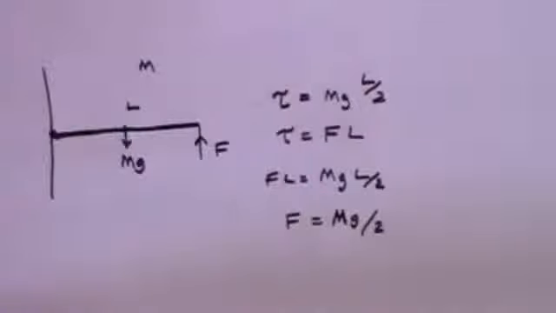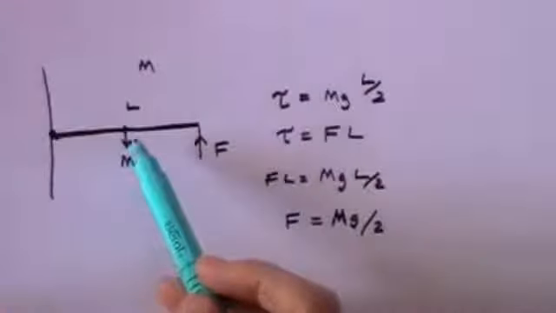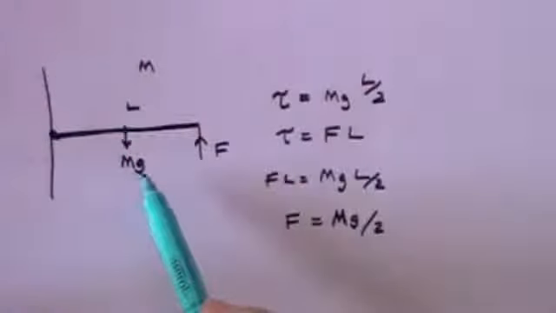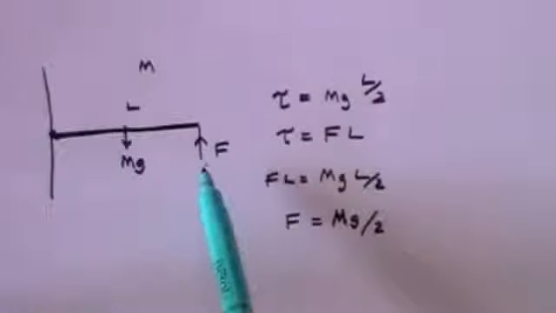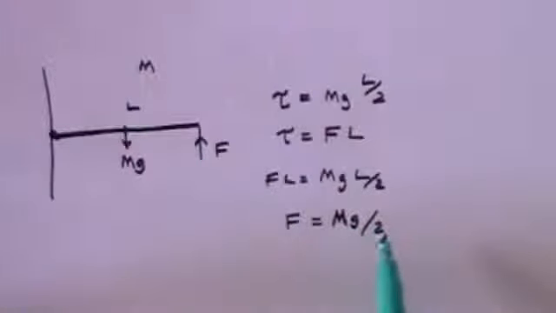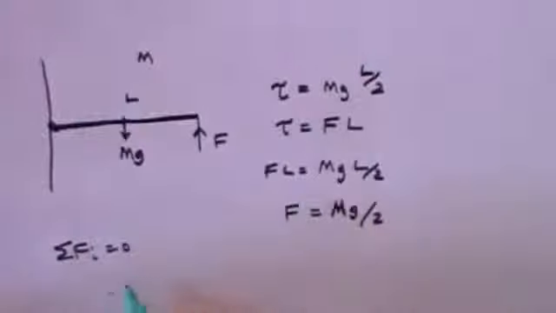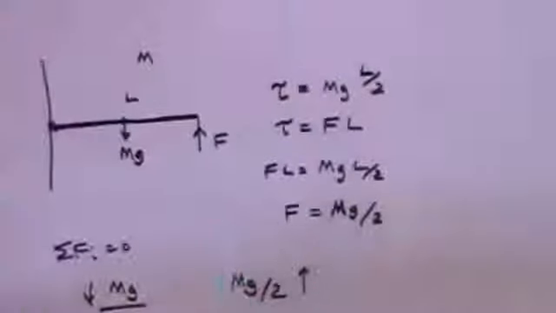And that might lead you to a puzzle. After all, the total force of the rod acting downwards is mg. How can I hold it up with only mg/2? There seems to be a disparity. But of course there can't be. The total force acting in both directions must be 0. There's a force acting downwards of mg, and there's a force acting upwards of mg/2, that's my force acting up.